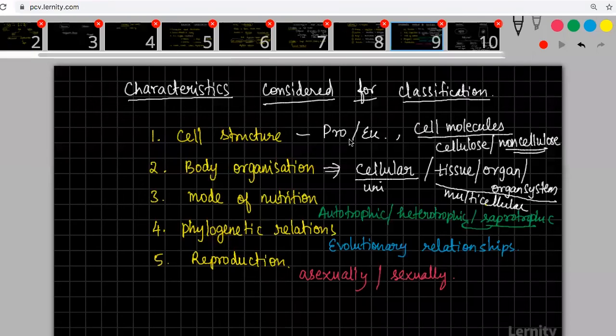Symbiotic mode of nutrition is also heterotrophic only, but it is a different kind of interaction. It is just an interaction. It is not a mode of nutrition. Rhizobium is going to take from the plants. How is it taking? It is giving something and taking something. How is it consuming it inside? It will come under holozoic only. So symbiotic is not a special type of nutrition. Symbiotic is just an interaction between two organisms.